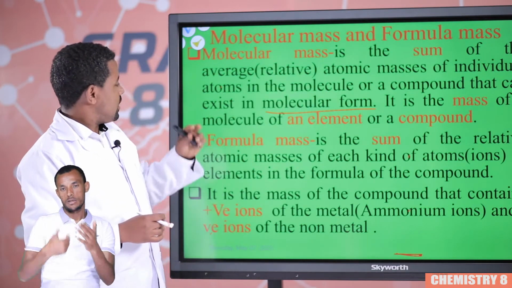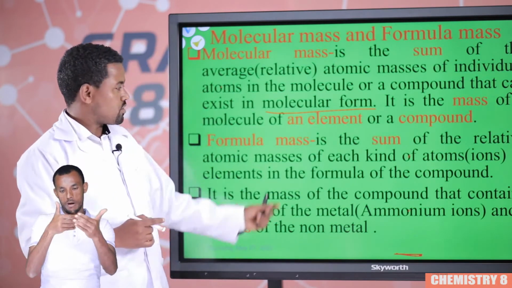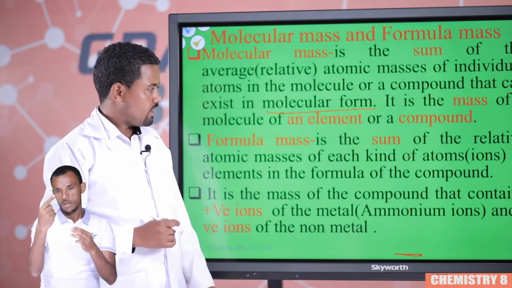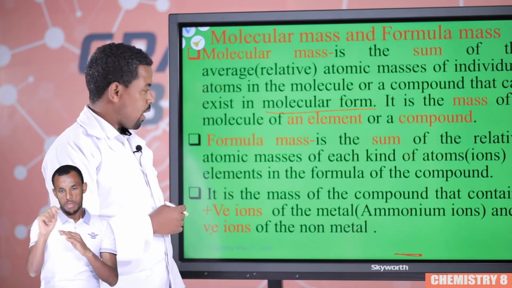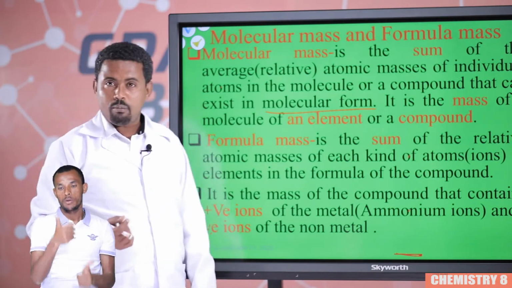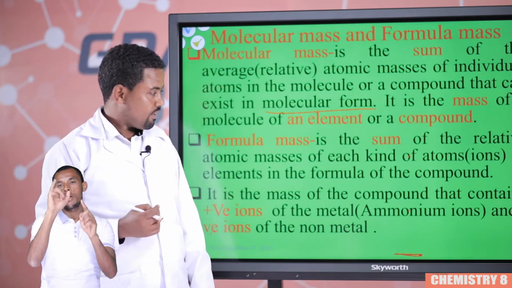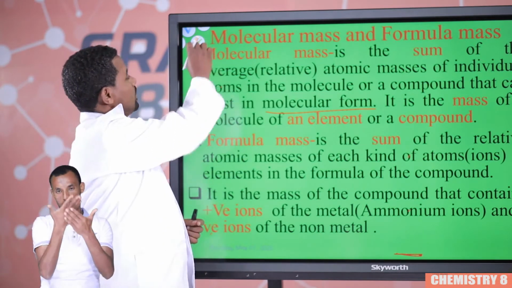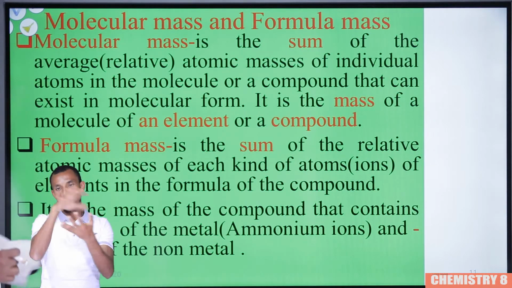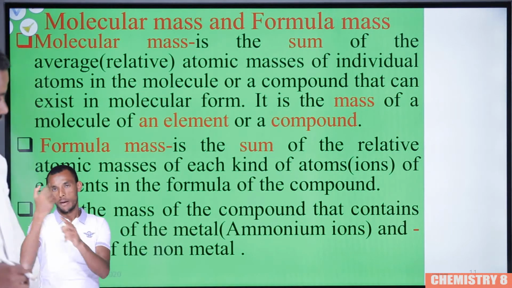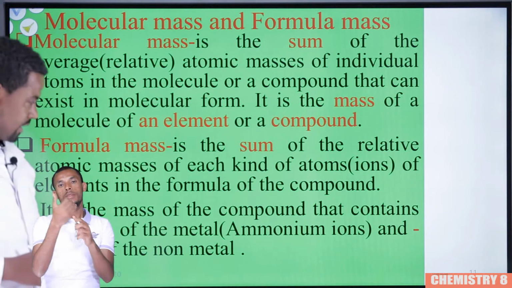On the other hand, what is formula mass? It is the sum of the relative atomic mass of each kind of atoms or ions in the compound, which is an ionic compound, composed of positive ions and negative ions of elements. So it is the mass of the compound that contains positive ions of metals, as you remember, and ammonium ions, and negative ions of non-metals.